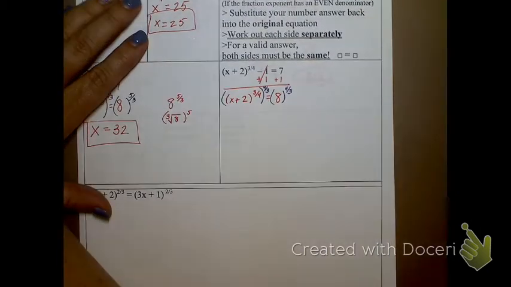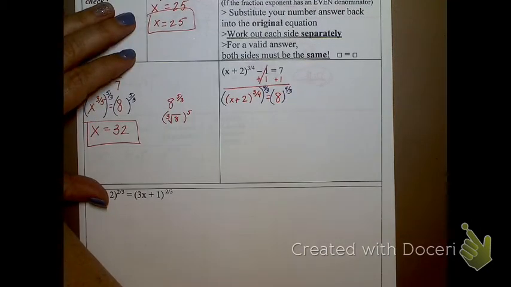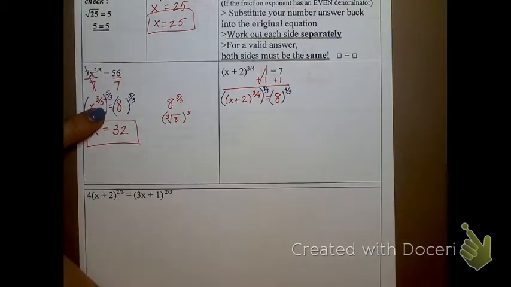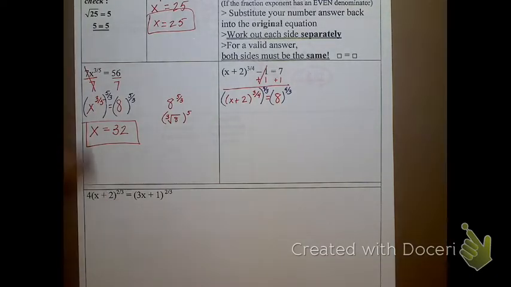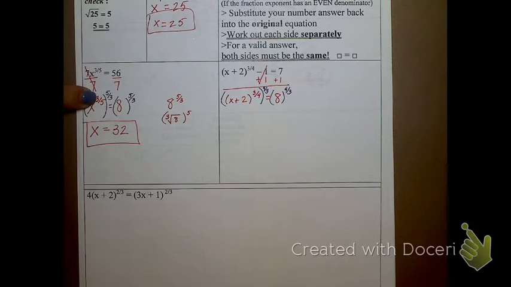Why do I not just raise it to the 4th power? Or why did I not just raise it to the 5th power over here? Because it's not over 1. Because if I raised this to the 5th power, I would still have x cubed.